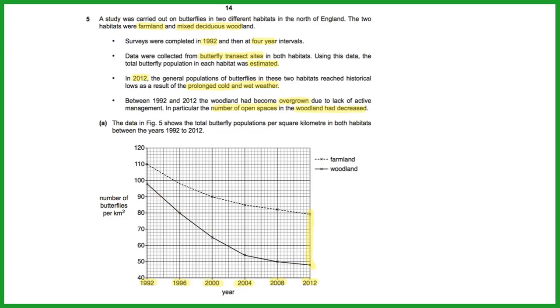Then when you come to look at the data, it's good to mentally read through what's going on. So you might say, well, in 1992 I've got 110 butterflies per square kilometre, and that falls in the farmland to around 80, whereas in the woodland it's about 98, and that falls to about 48. So I've got a much larger percentage fall in the woodland than I have in the farmland. And having read through that in your mind, having read the rubric, now's the time to go on and have a look at the questions that they then ask you about the data and about the survey.